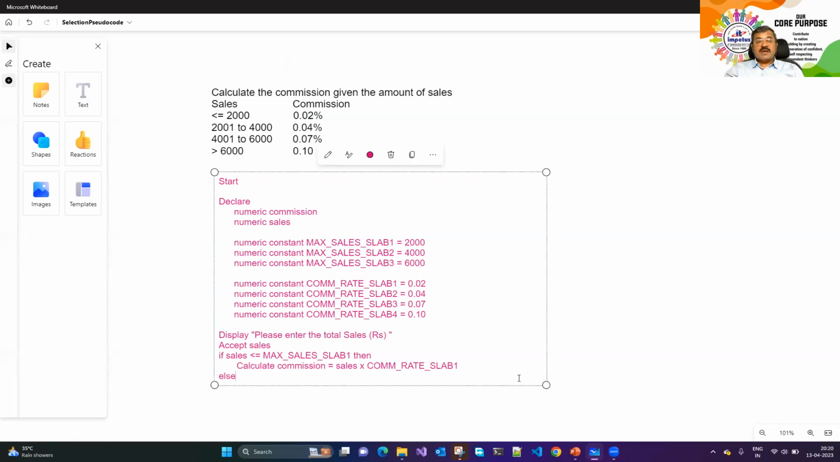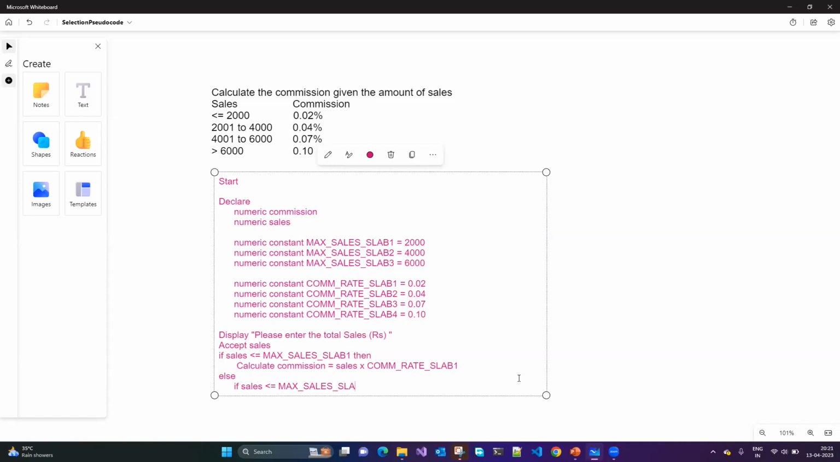Correct? We go to the else part, and we may have some salesmen who will be having sales more than that. So I could either say else if, or I can go to else and write one more if. But note the way I'm indenting. Watch the indentation.